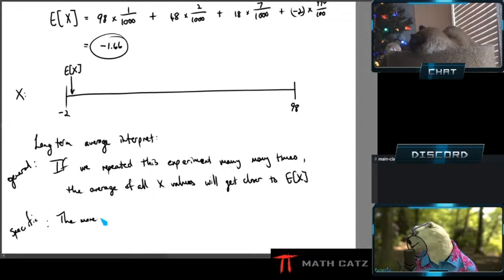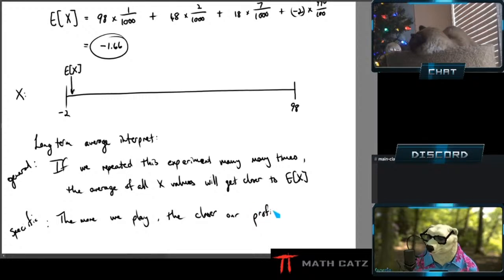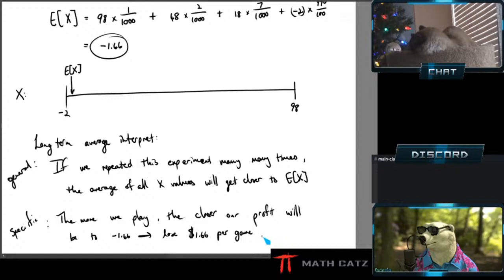the more we play, the closer our profit. Oh, I cannot write clearly because I'm in a hurry. I should just slow down. The closer our profit will be to negative 1.66, which means we will lose $1.66 per game on average.